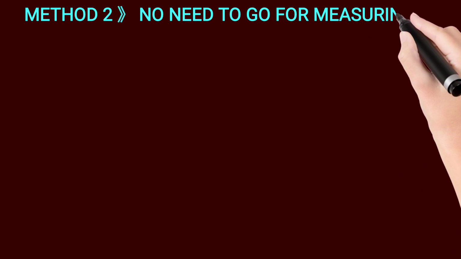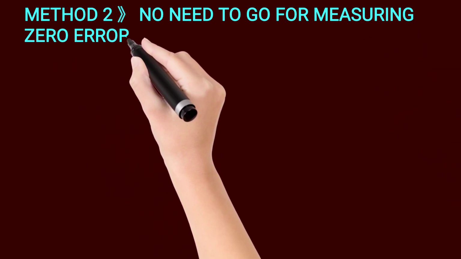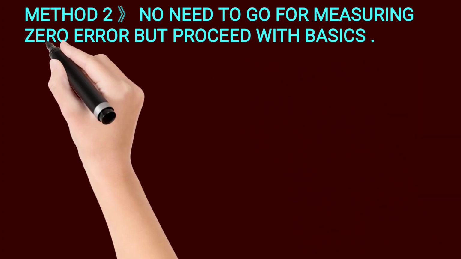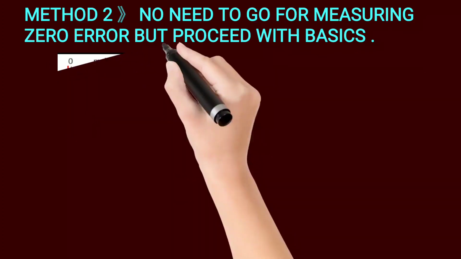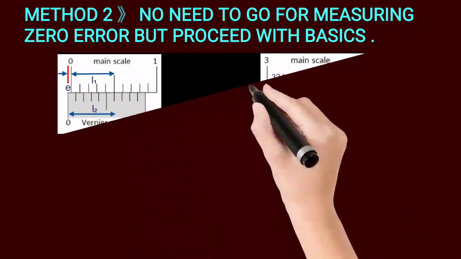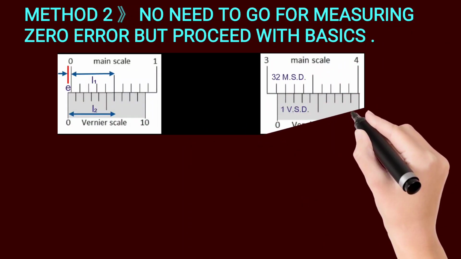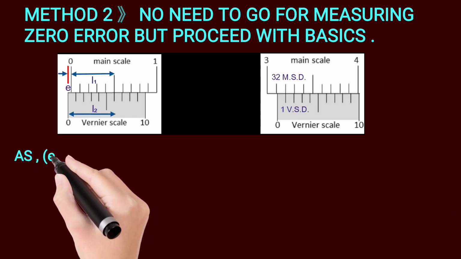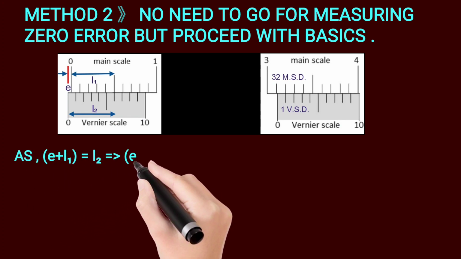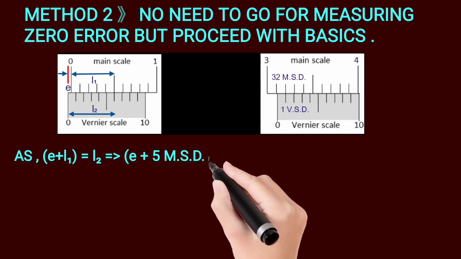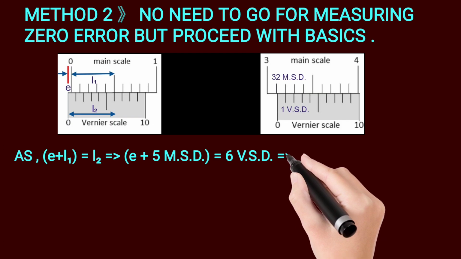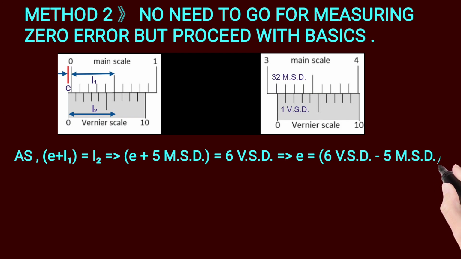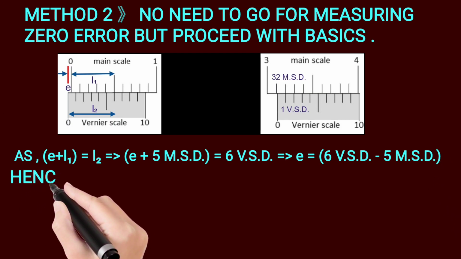Now let us watch the diagram. What I had calculated, you can check L1, L2 and the negative zero error. I am not going to use the sign of the zero error. Here we can write for the left diagram E plus L1 length is equal to L2. L1 is 5 main scale divisions and L2 is 6 vernier scale divisions. It means E is equal to 6 VSD minus 5 MSD.